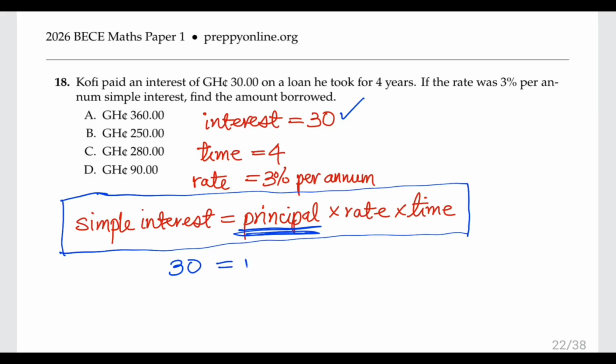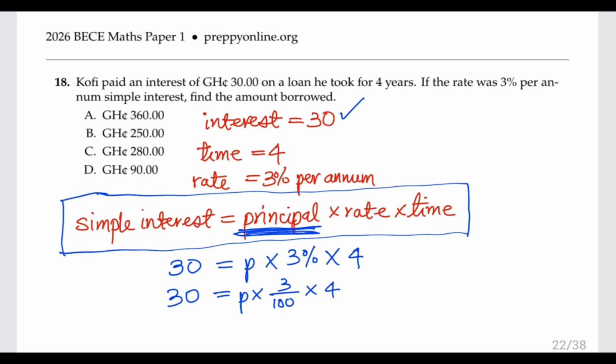It's equal to the principal. Let's call that P. That's what we are looking for. And then the rate is 3% per annum. I'll just write 3% because the time is also in years, 4 years. So I just write 4. So this is the equation we have to solve to find P. I'll first write this: 30 equals P times 3% is 3 over 100 times 4.